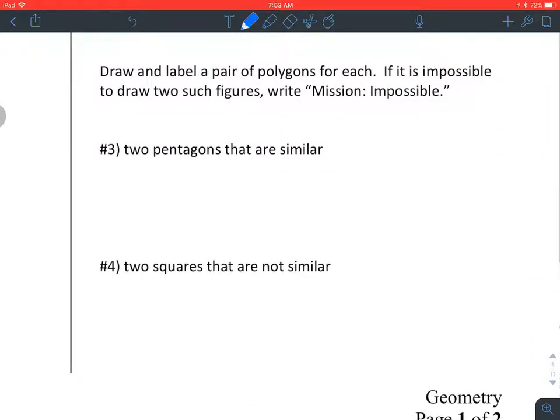3 and 4, draw and label a pair of polygons for each. If it's not possible, write Mission Impossible. 2 pentagons that are similar. A pentagon has 5 sides. So I can draw any kind of pentagon I want. To make this less work, I'm going to make this a regular pentagon. Regular means all the sides are the same length. And it means all the angles are congruent.